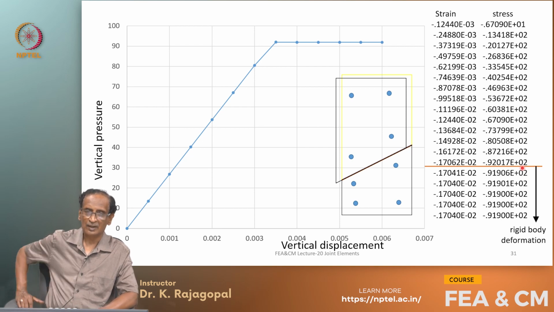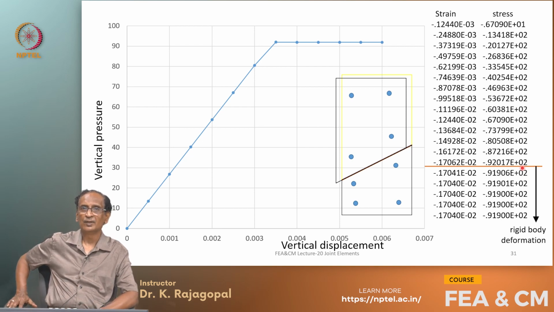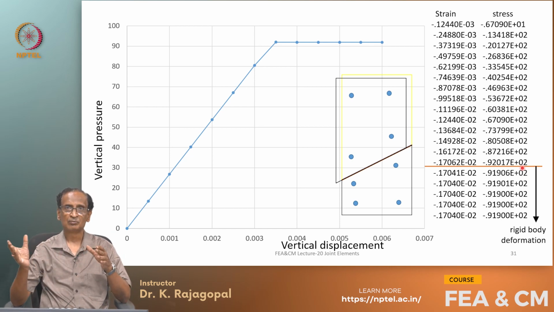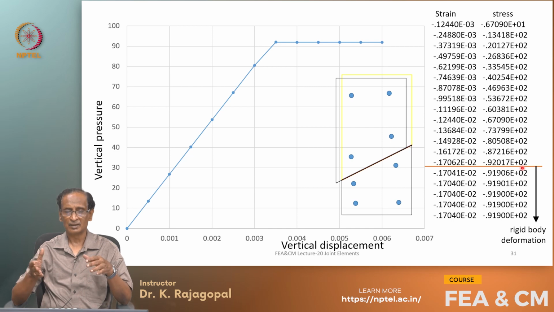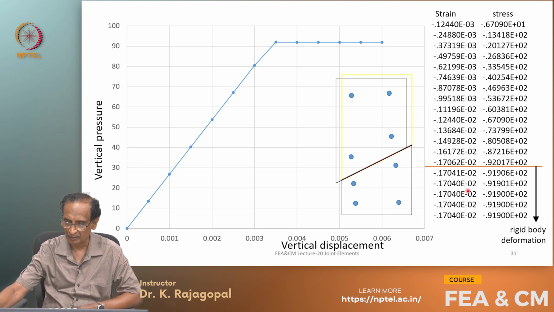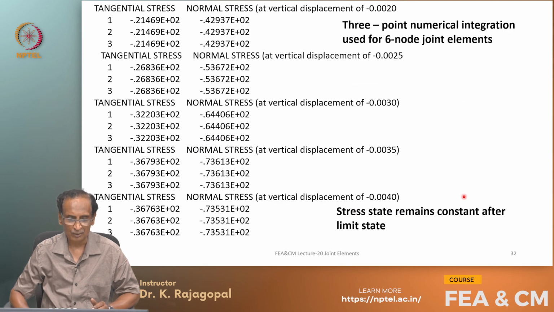In fact, this is one of the requirements when we develop our shape functions. If any constant strain state happens, we should be able to represent it, and that is exactly what we are able to represent through this example. Let us look at the stresses that are developed within the interface element.